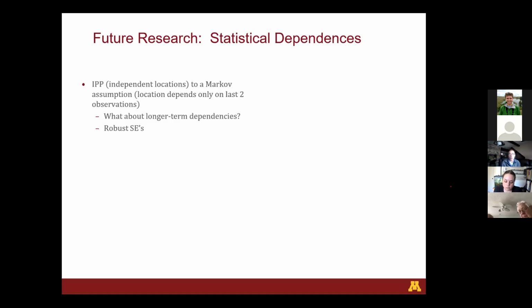So I think there's a lot of work that needs to be done to think about how can we incorporate some of these longer term dependencies. And are there things we can do to account for non-independence when we're quantifying uncertainty in our estimated parameters. So there are different ways to try and get robust standard errors. And I think there's a fair bit of work that should be done there to explore how well those work in this context.